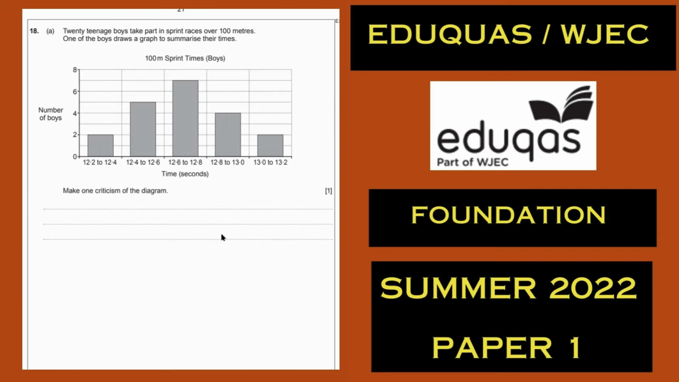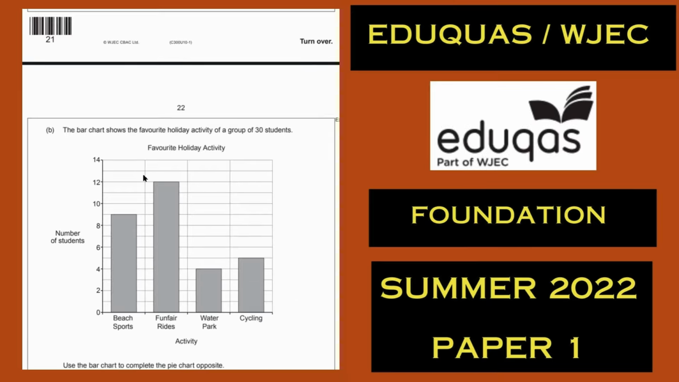8a. Make one criticism of the diagram. It's continuous data, really. So when you've got continuous data, in this case time, there should not be any gaps. You only have gaps for discrete data, things like what's your favourite colour or favourite football team. When it's for time, weight or heights, continuous data, the bar charts should not have gaps. So any words, sentence, phrase to that extent.